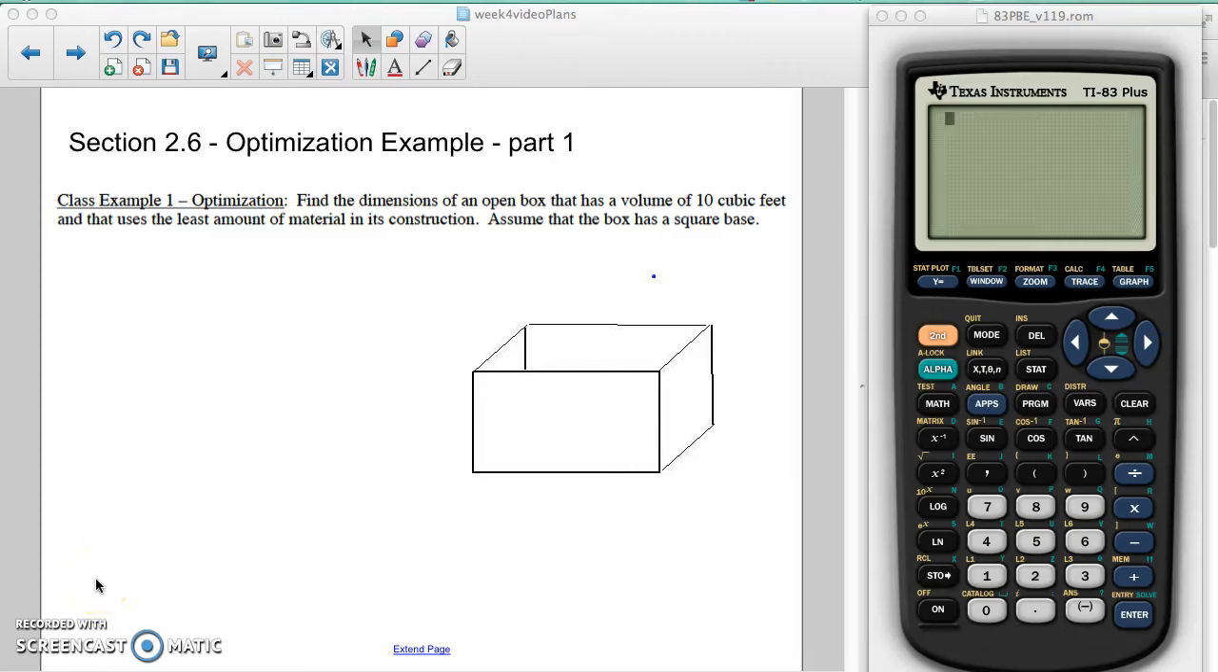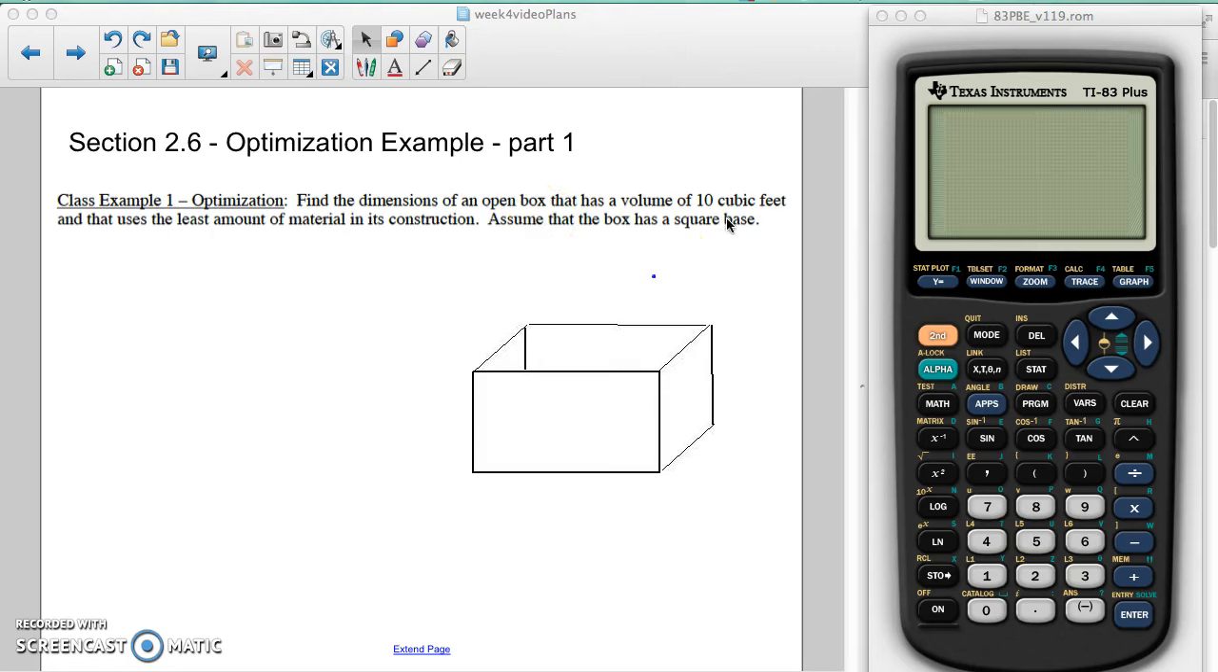Alright, in this video we're going to be looking at an optimization example. In this example I'm going to read it. It says find the dimensions of an open box that has a volume of 10 cubic feet and that uses the least amount of material in its construction. Assume the box has a square base.